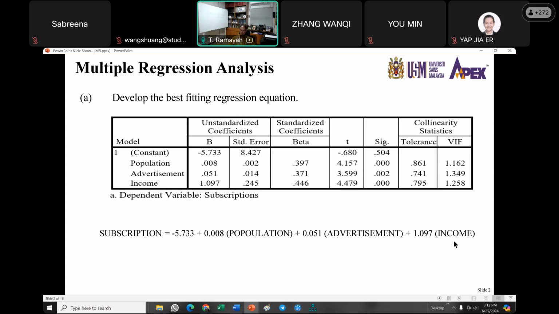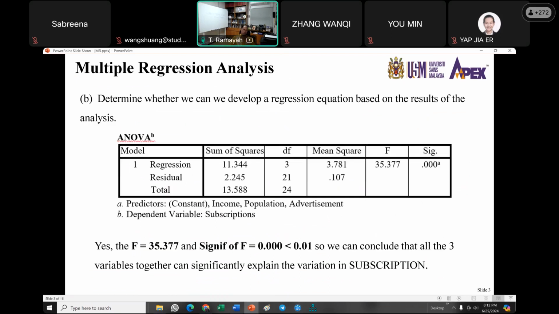Okay. So hopefully by now you should understand how to write the equation. This is the basic understanding in multiple regression. Where do you get the numbers to write a multiple regression equation? That's part A. Okay. Next we have how do you know whether the model is significant?